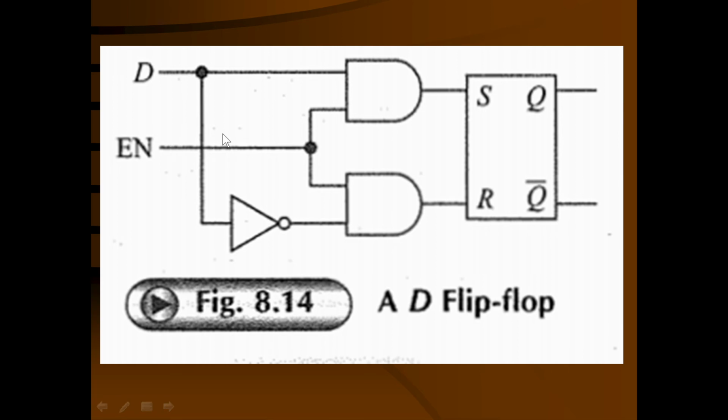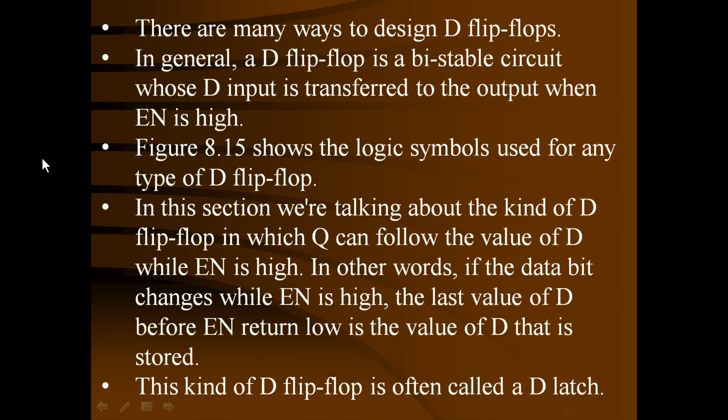So as long as the enable input is going to be high, whatever you change at the input D is directly transparent, or transferred, to the output of the flip-flop. The output Q will take the value of D as long as enable is high. After that, when enable goes low, the last value of D is stored there, and thereafter, until enable goes high again, you can change the input D and the output is not going to be changed.